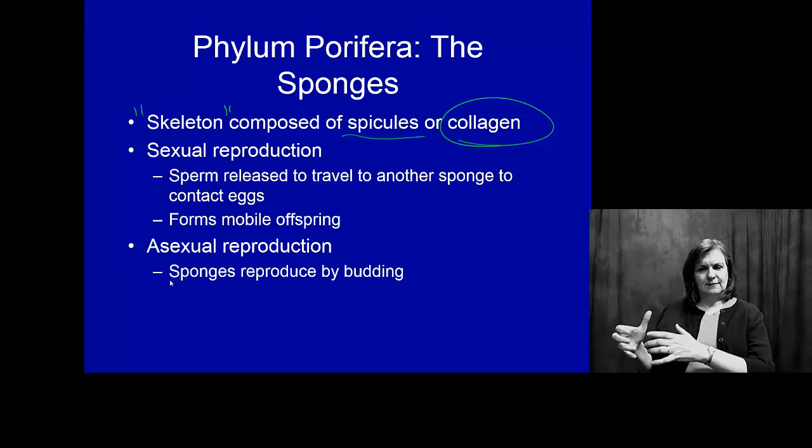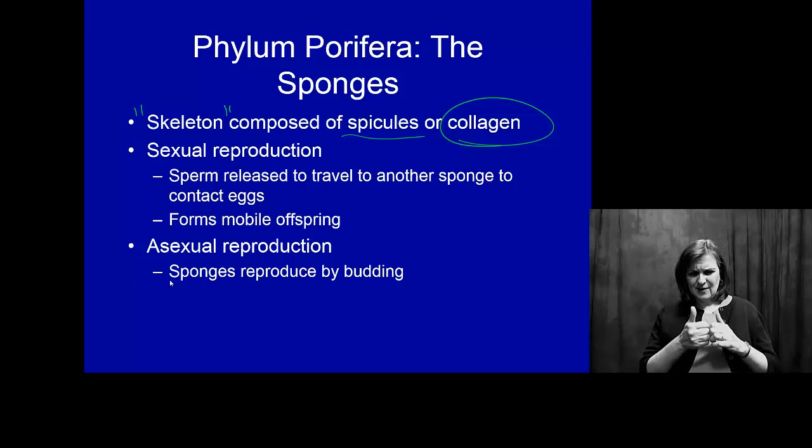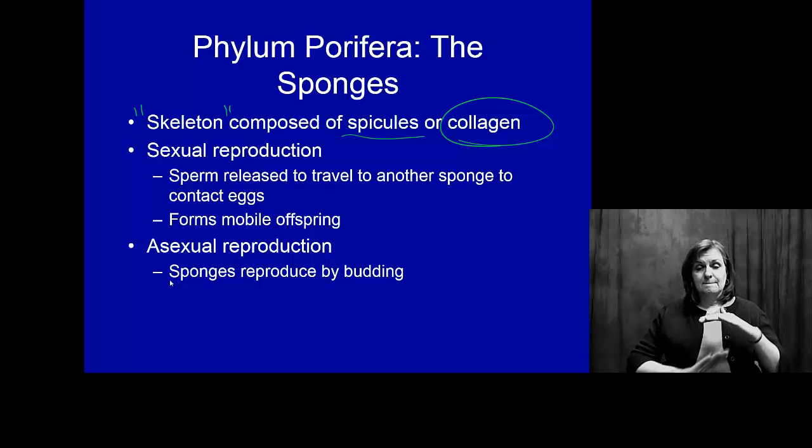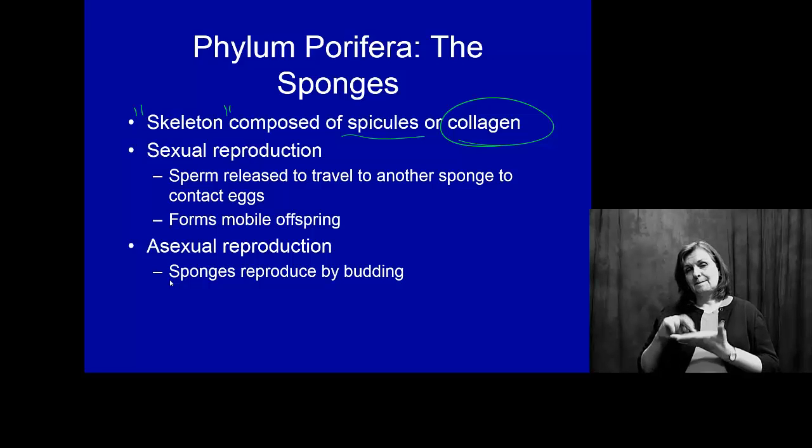So when you're thinking about these phyla, you need to think about things like how do they eat, how do they get the nutrients they need, how do they get oxygen, how do they get rid of waste, but you also need to think about how do they reproduce and what is that basic life cycle associated with them. So sexual reproduction is as you might expect, simply releasing sperm and eggs into the ocean. Asexual, they simply bud. So a piece of them may break off and start a new sponge.